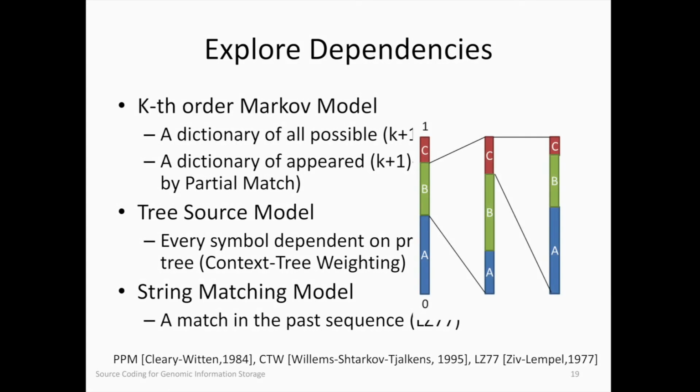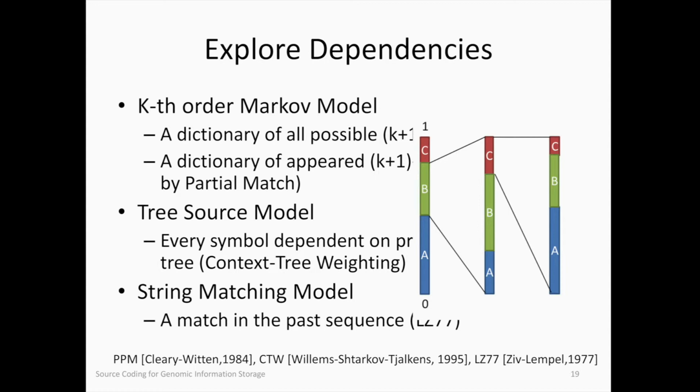Firstly, before we had used the IID model, so we assume that all the symbols in the sequence are independent. But in practice, you can use more sophisticated models, such as k-th order Markov model, where every symbol in the sequence depends on its prefix of length k. So in order for the encoding and decoding to go through, you actually have to maintain a table that contains all the possible k+1 strings. So if the alphabet size of the sequence is large, this table will be huge. It grows exponentially with k.